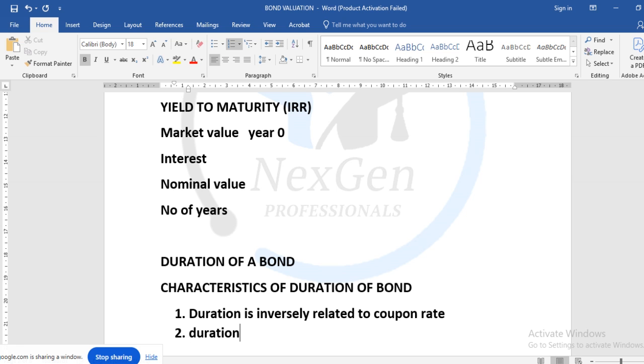Duration is inversely related. Yes, we can say related to maturity, related to yield to maturity. That's all.